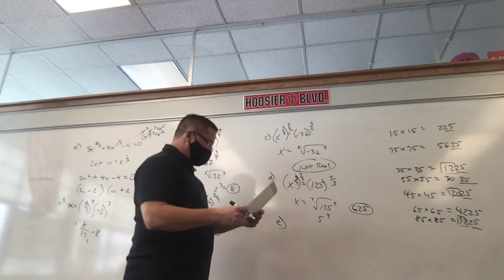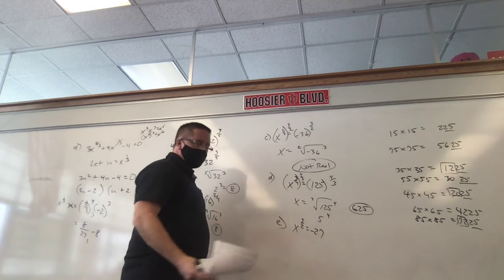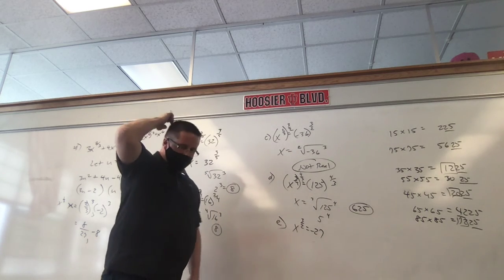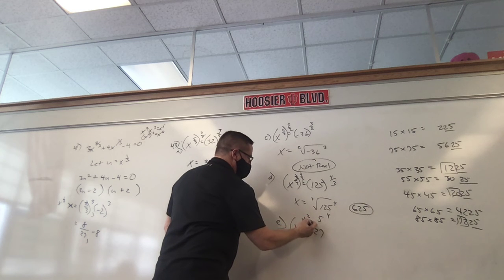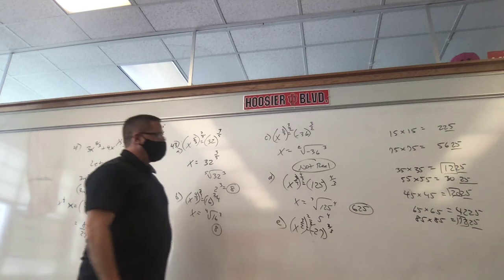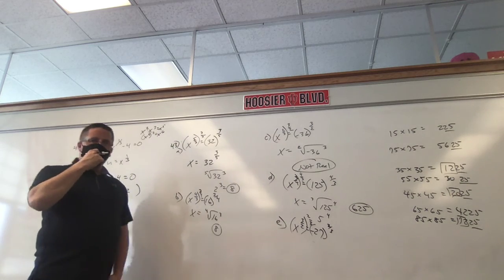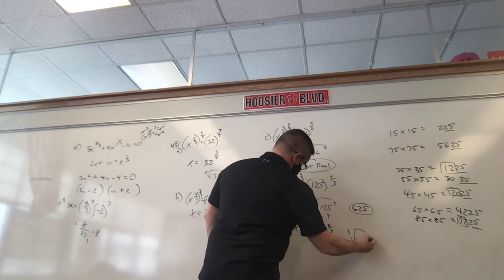x to the 3 halves equals negative 27. So how do we go with the 3 halves power? Raise it to the 2/3. What's negative 27 to the 2/3 power? I don't know. So say the cube root of negative 27, squared.